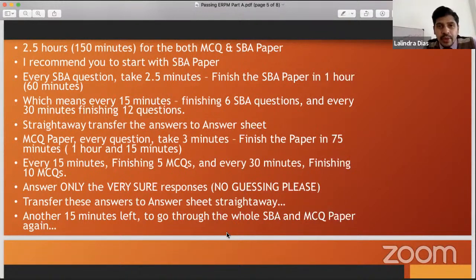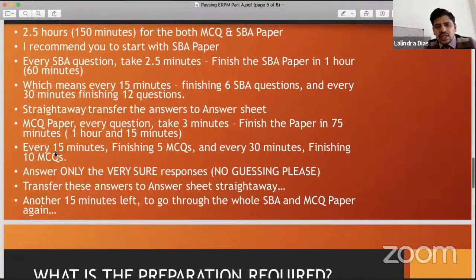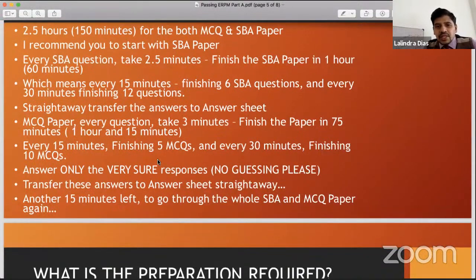So for the MCQ paper also I have given a time scale. What is the time scale? Look at this. Every 15 minutes you should be finishing 5 MCQs. In the single best answer paper, every 15 minutes you should be doing 6 single best answer questions. And in the MCQ paper, at least 3 MCQs every 15 minutes. So that means every 30 minutes you should be finishing 10 MCQs.